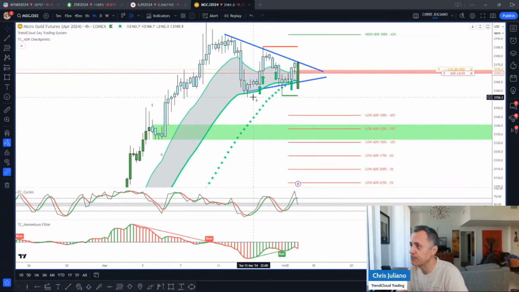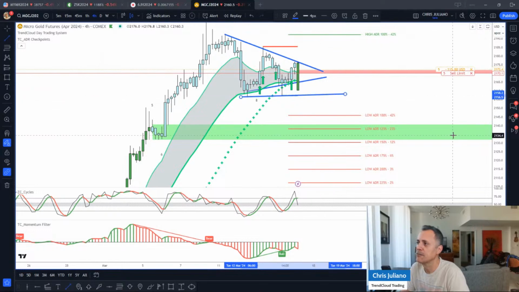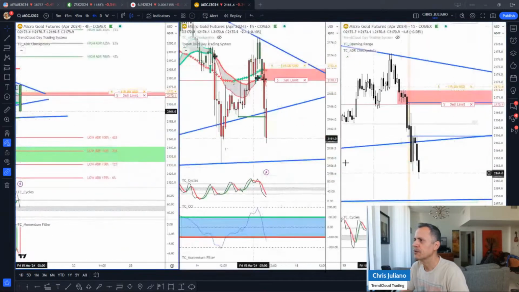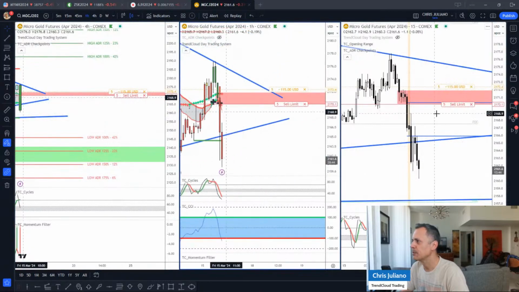I think if we break below this structure here, we break below all of this, and there we go. Once we break below here, we'll have a really nice chance of some sort of pullback into trend line resistance, and then we could get in on this gold trade. I don't think it's going to pull back that deep.